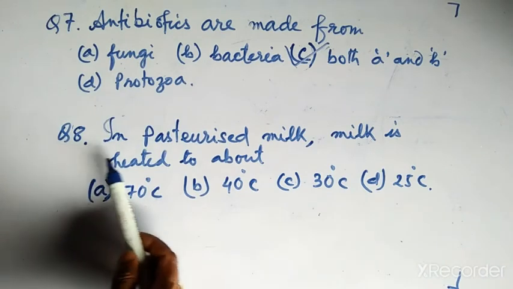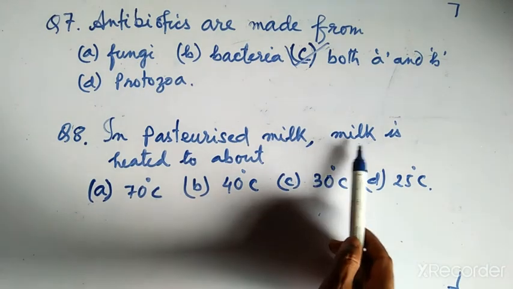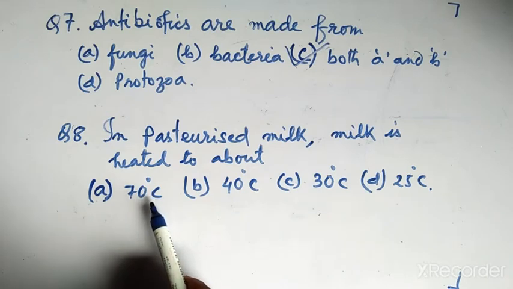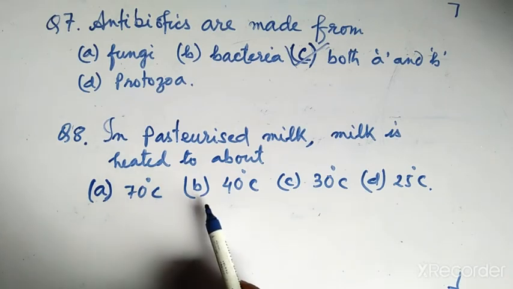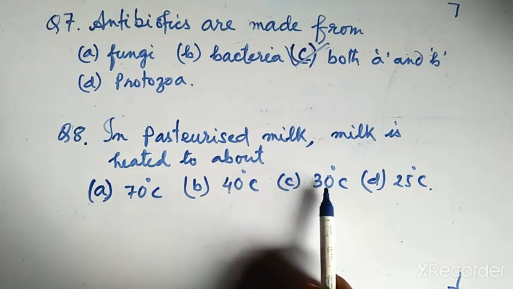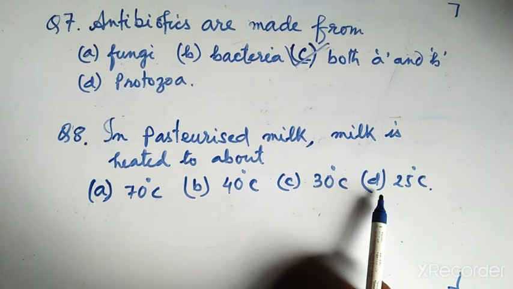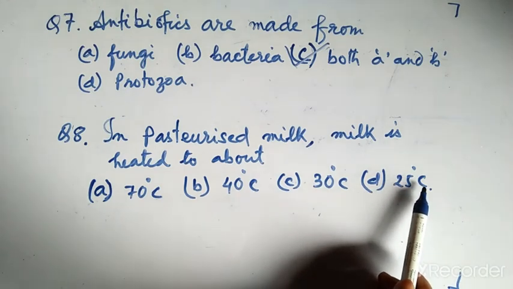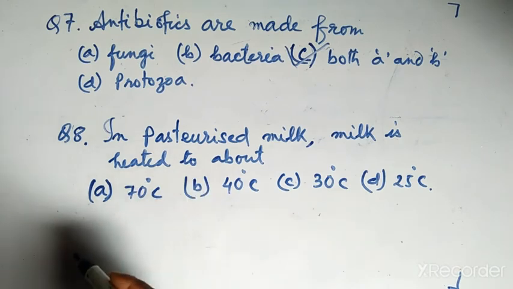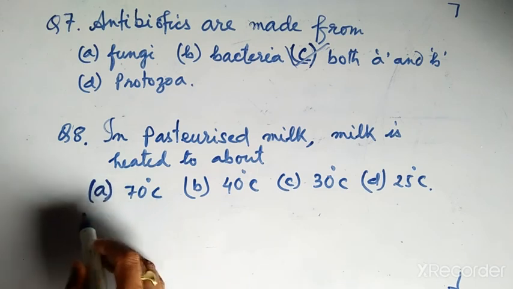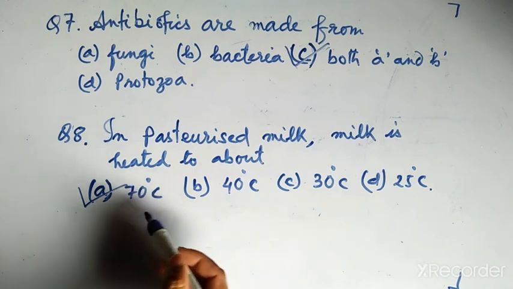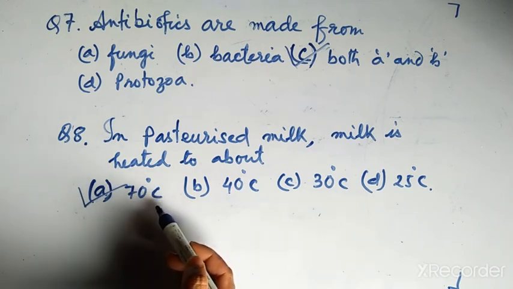Question number 8. In pasteurized milk, milk is heated to about option A, 70 degrees centigrade, option B, 40 degrees centigrade, option C, 30 degrees centigrade, and option D, 25 degrees centigrade. In pasteurized milk, milk is heated to about 70 degrees centigrade. So option A is the correct option.